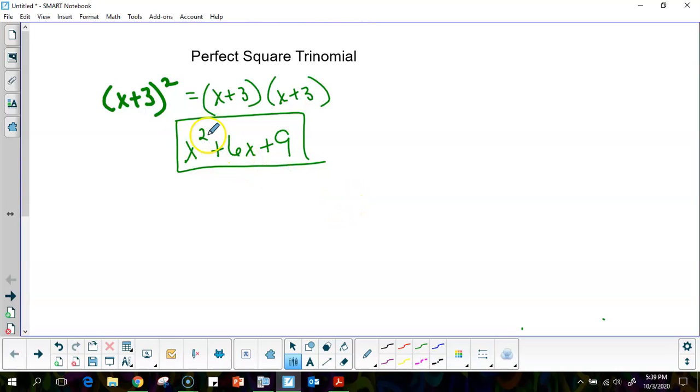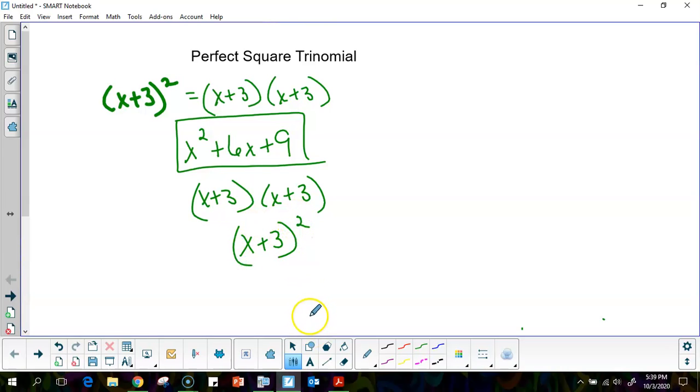And if we were to factor this perfect square trinomial, we would get x plus 3 times x plus 3, because we'd be going backwards. And then we would write that as x plus 3 squared. Other examples of perfect square trinomials: x squared plus 12x plus 36 is a perfect square trinomial. And when you factor that, you get x plus 6 squared.